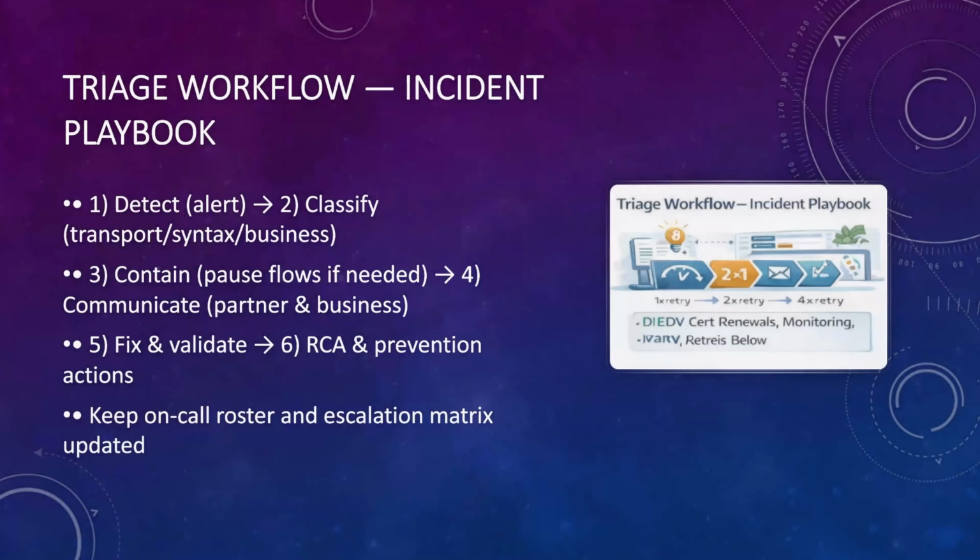This slide is your incident playbook. Step 1: detect the issue through alerts. Step 2: classify it: transport, syntax, or business. Step 3: contain impact, including pausing flows if needed. Then communicate clearly, fix and validate, and finally perform RCA with prevention actions. Keep on-call and escalation paths current. This is what reduces downtime.